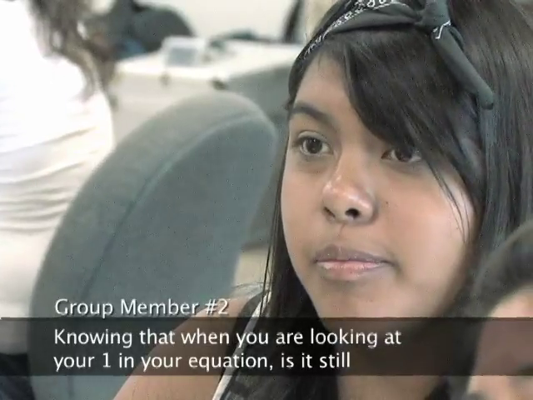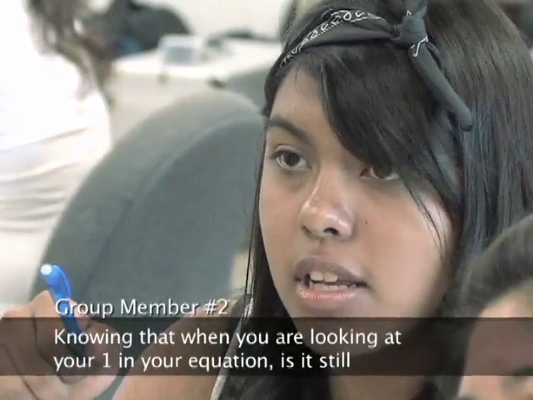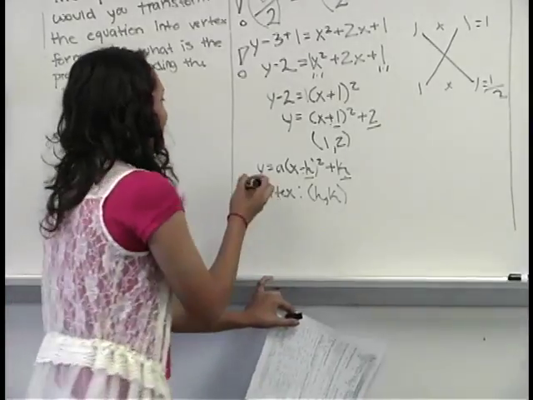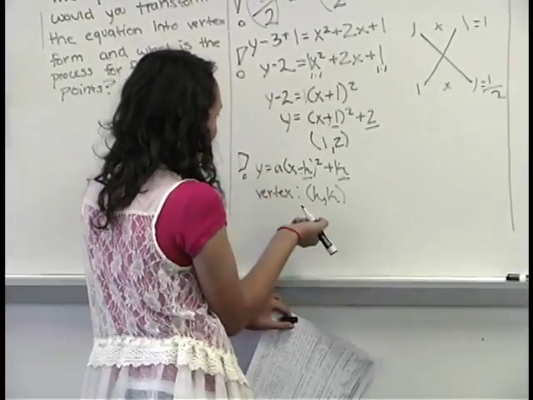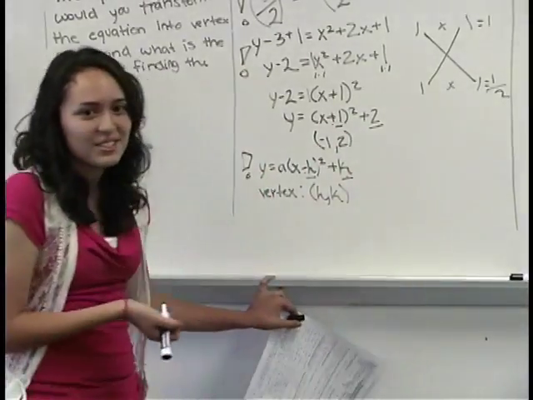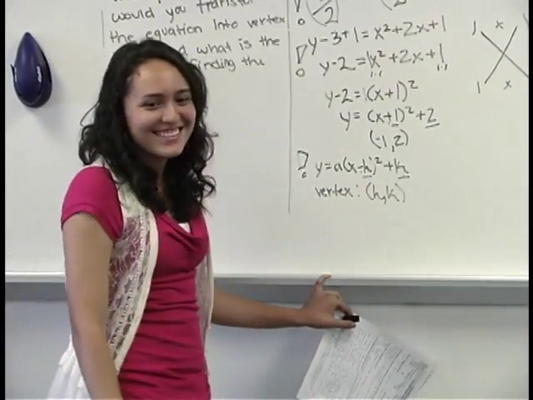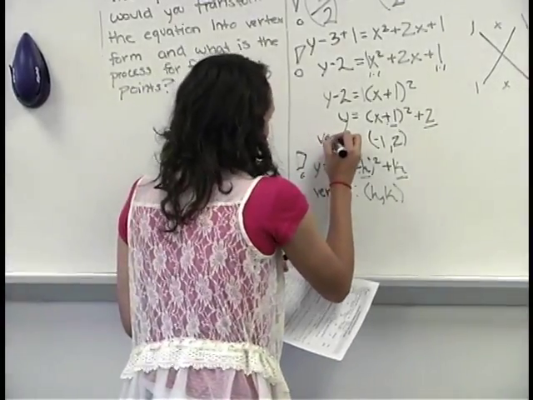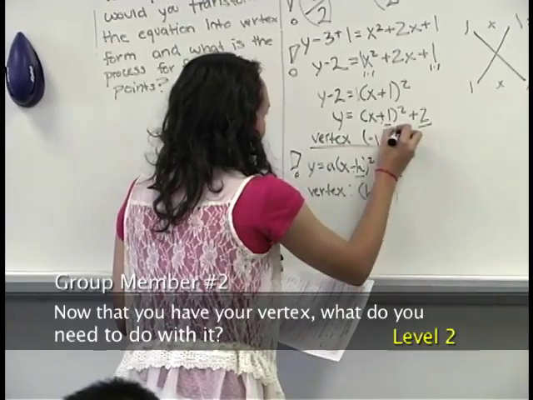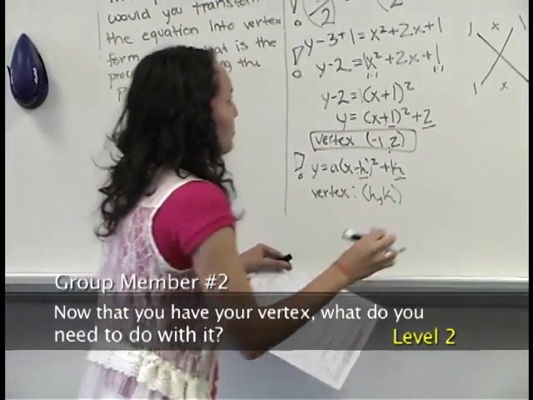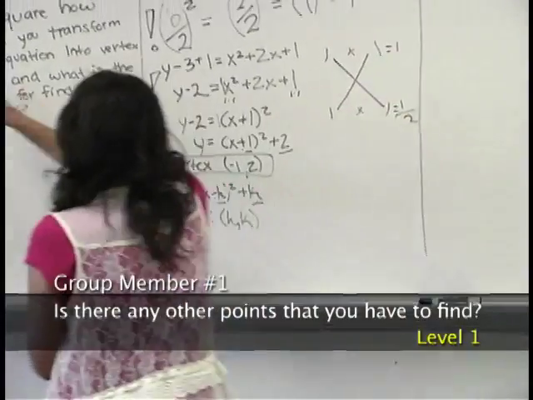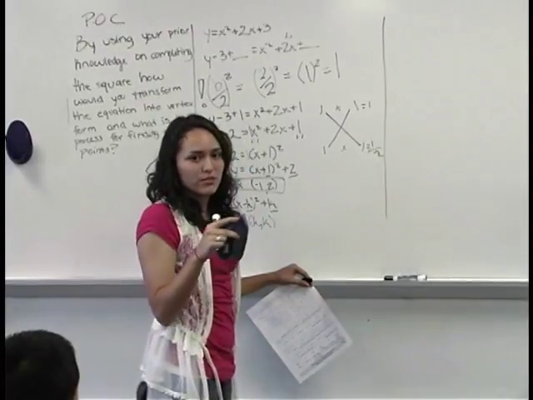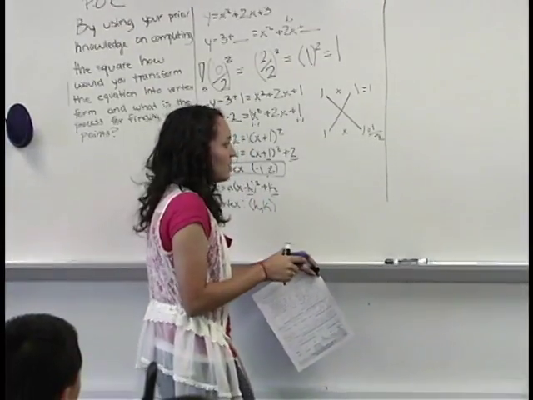Knowing that, when you're looking at your 1 in your equation, is it still going to be a 1 in your vertex? I have actually figured out it would be negative because of this, to show that the y is going. Now that you have your vertex, what do you need to do with it? Is there any other points that you have to find? I know that first I have to plot it because it's the vertex and that's how you start the graph. I would just get stuck on how to find the rest of the points.